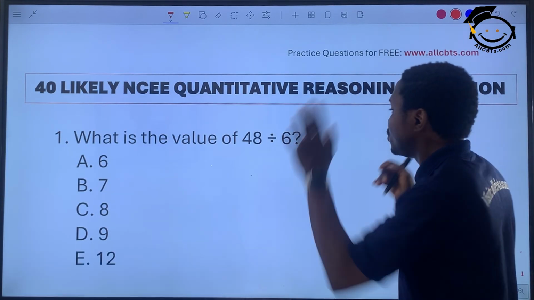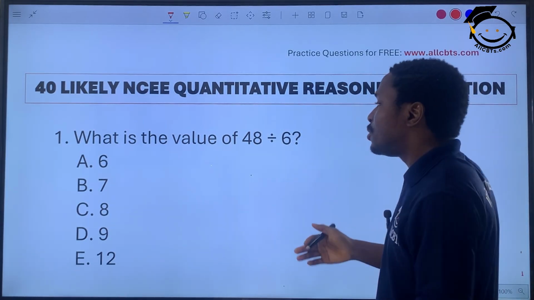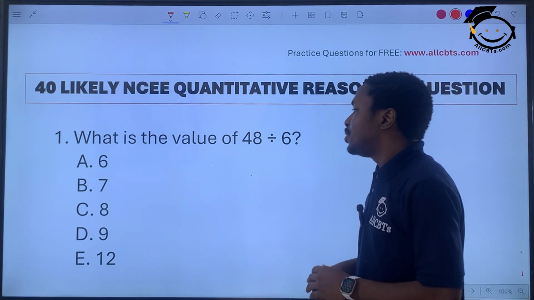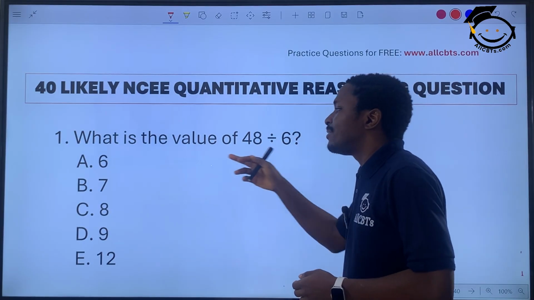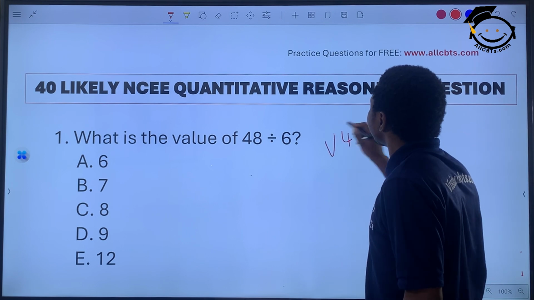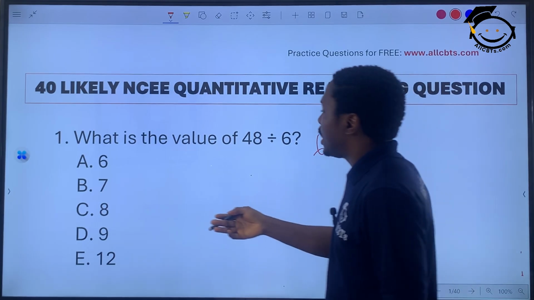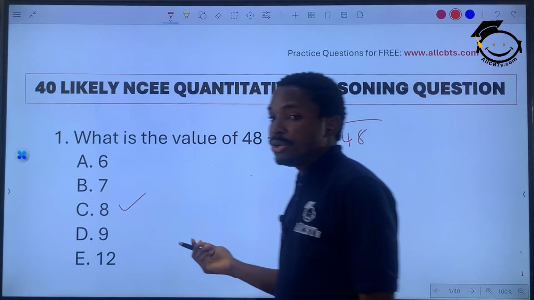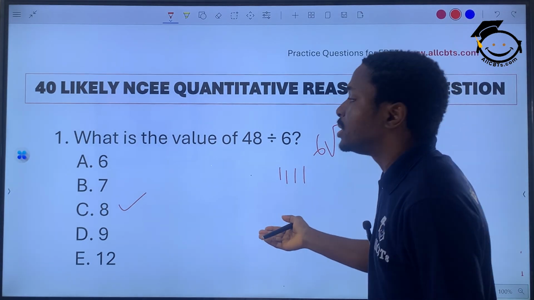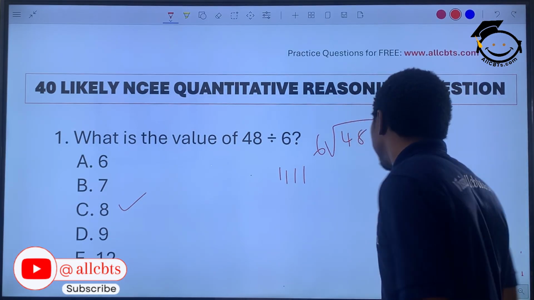Whichever one you choose to do, whether you make strokes in counting and divide by 6, or you use your fingers, or you use your multiplication table, at the end of the day, you will get 8. You can decide to make strokes. I don't want us to spend too long on this because I'm sure this one is very easy for you. So we are starting with the very easy ones.